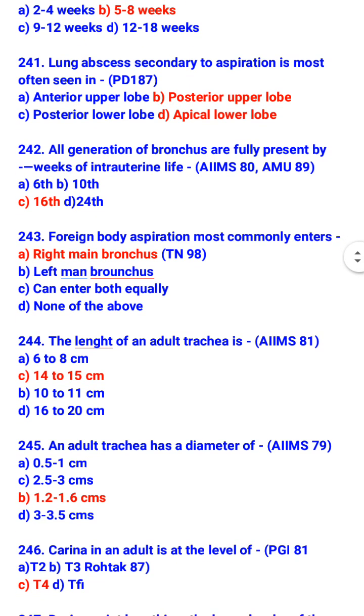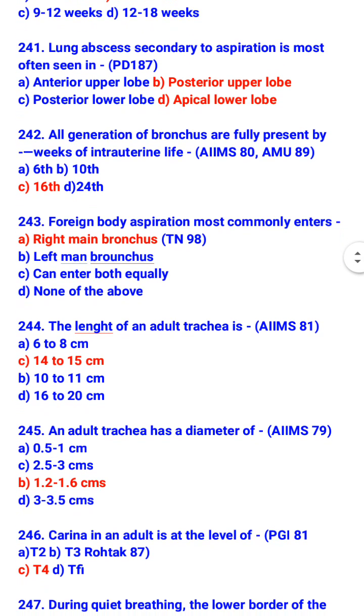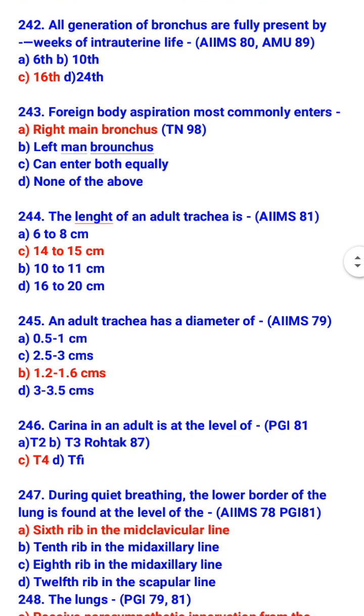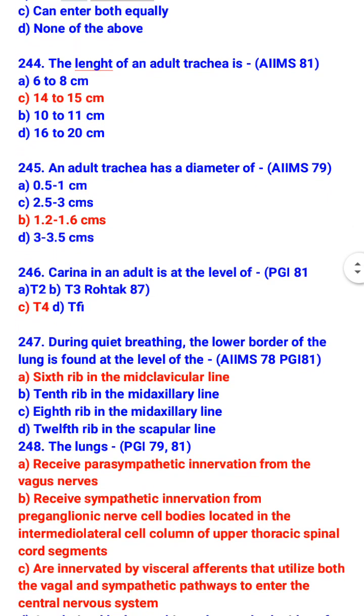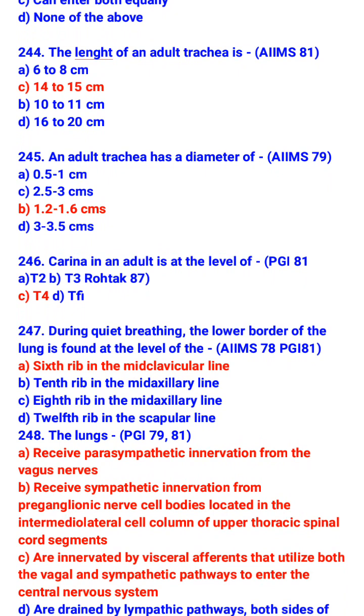The length of an adult trachea is 14 to 15 centimeter. An adult trachea has a diameter of 1.2 to 1.6 centimeter. Carina in an adult is at the level of T4. During quiet breathing, the lower border of the lung is found at the level of sixth rib in the mid-clavicular line.